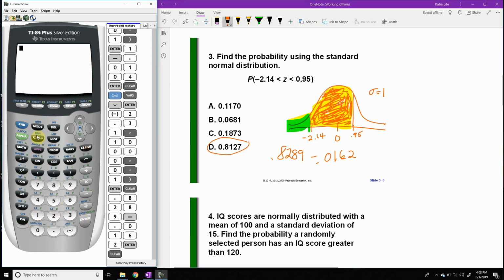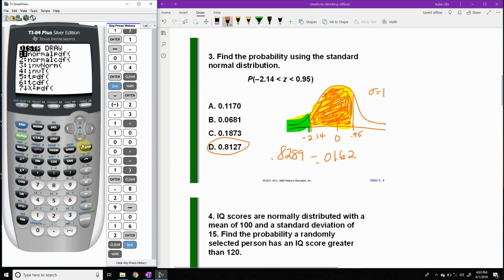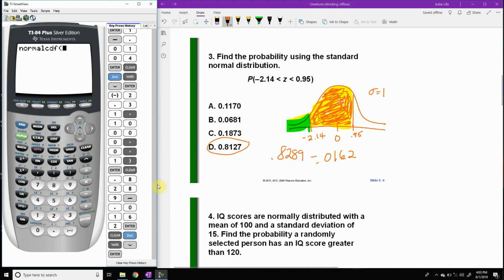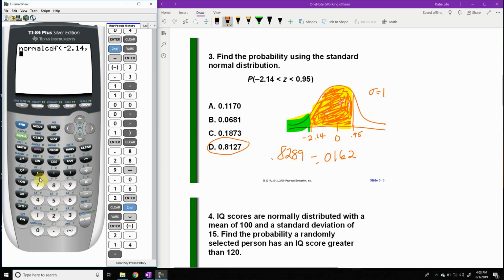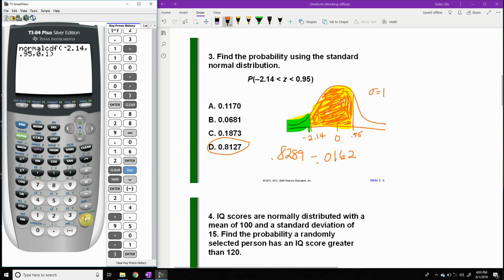Now practicing on the calculator again, second the variables button, normal CDF, I'm trying to find probability of the normal distribution, the cumulative density function. My left bound here is going to be the lower z-score, negative 2.14. The right bound, or the upper bound, is going to be the 0.95. And then we're going to put in the mean, we're going to put in the standard deviation, close our parentheses, and again, we get the 0.8127.